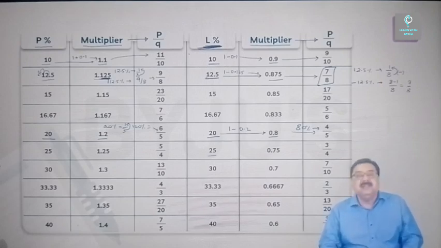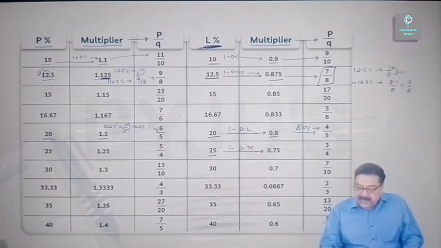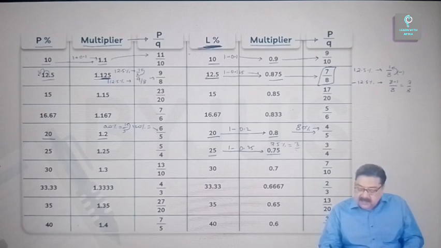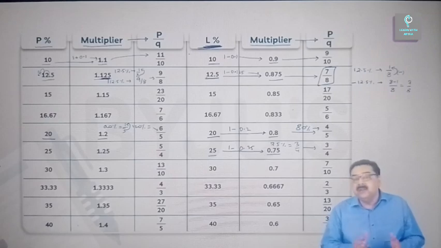Similarly, if 25% loss is made, then 1 minus 0.25, we get 0.75. So selling price will be 0.75 times the cost price. And 75% is 3 by 4. That is the fractional equivalent. So it is going to be a great help if at all you know how to do these conversions.